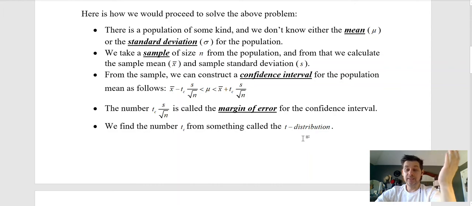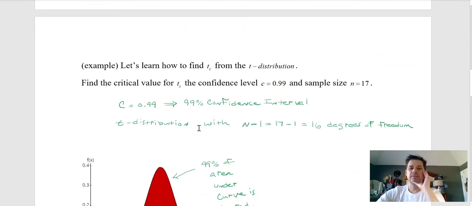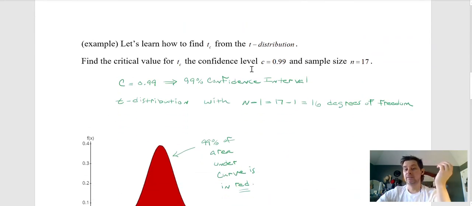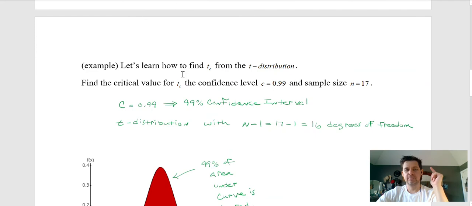StatCrunch makes this really easy to do, okay? If you could just not be intimidated by the formulas, StatCrunch will make this so easy. StatCrunch and maybe a handheld calculator, or some kind of calculator, however you want to do that. All right, so let's do an example. First, we need to learn how to use the t-distribution. See that number t with the subscript c that the confidence interval is calculated from? Let's focus on that first, okay?